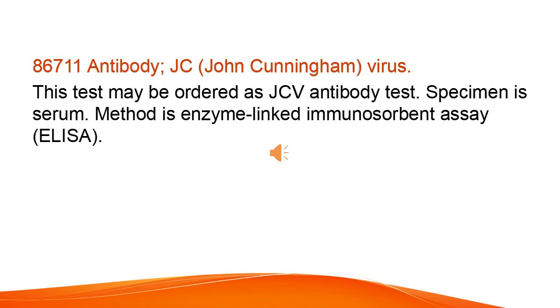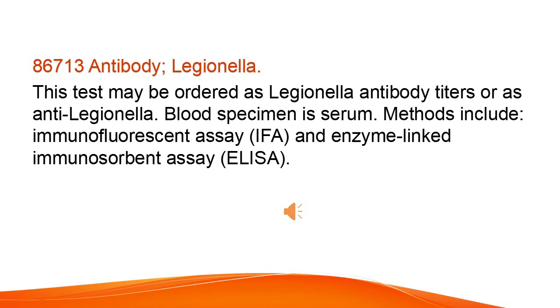Antibody, JC, John Cunningham, virus. This test may be ordered as JCV antibody test. Specimen is serum. Method is enzyme-linked immunosorbent assay, ELISA. Antibody, Legionella. This test may be ordered as Legionella antibody titers or as anti-Legionella. Blood specimen is serum. Methods include immunofluorescent assay, IFA, and enzyme-linked immunosorbent assay, ELISA.